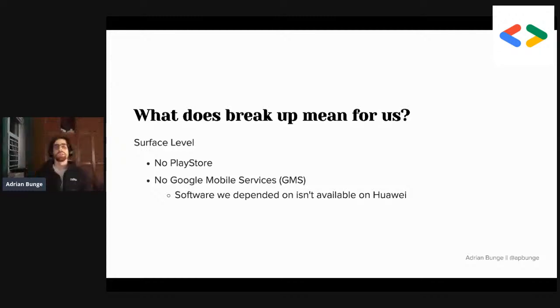Okay, so what does this breakup mean for us? Well, on the surface level, it means that there are going to be a lot of Android phones that no longer have the Play Store on them. So that means that you now have to put your app into the Huawei store, which is called App Gallery. So that's significant, but perhaps more significant is that we cannot use a lot of Google software anymore in our apps that go onto Huawei phones.